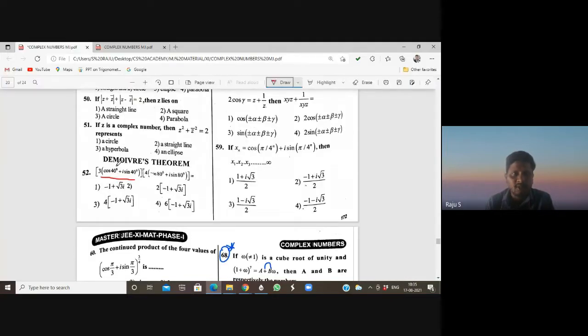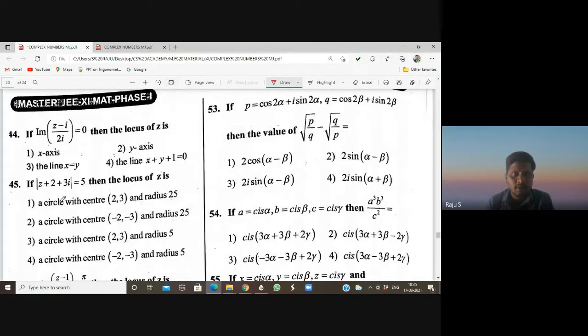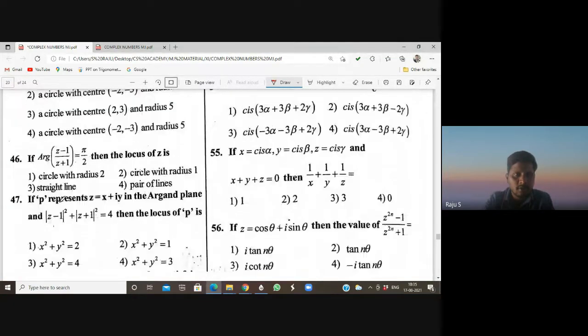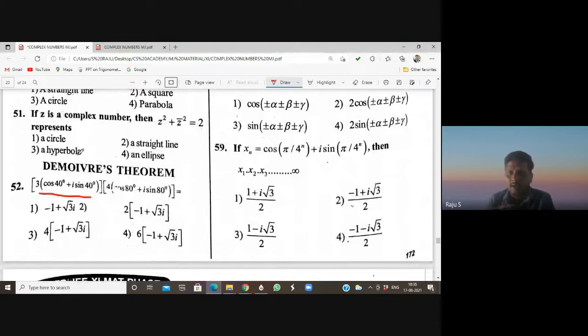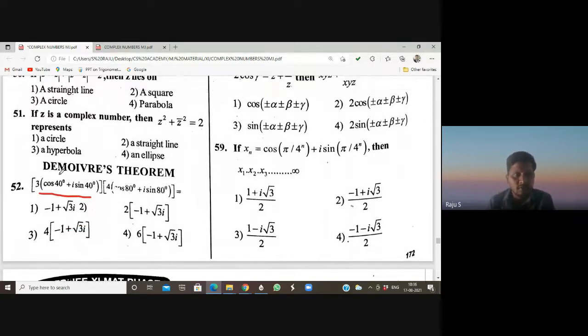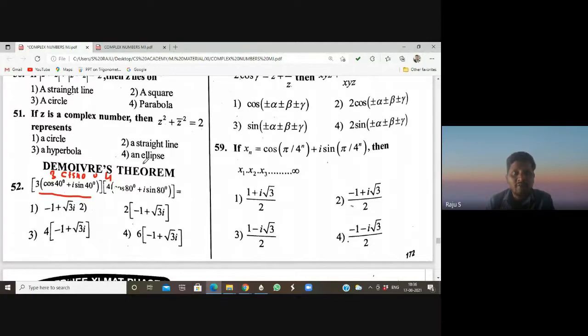With the help of this, shall I write this is cis 40? Yes, students. So these can be written as 3 into cis 40. Sir, what is the theorem, sir? De Moivre's theorem. This is just for, we don't have it in NCERT, we just have it only for OBT. De Moivre's theorem.